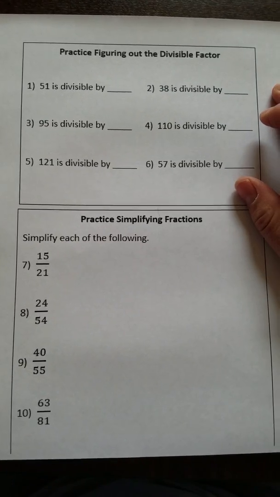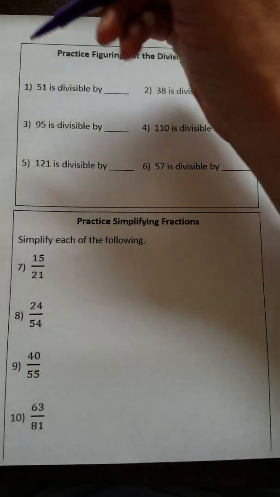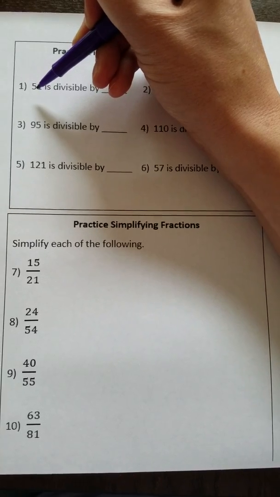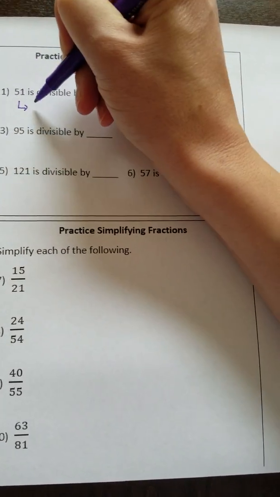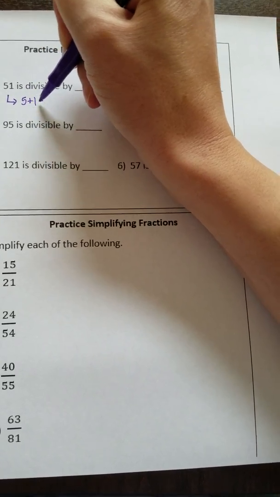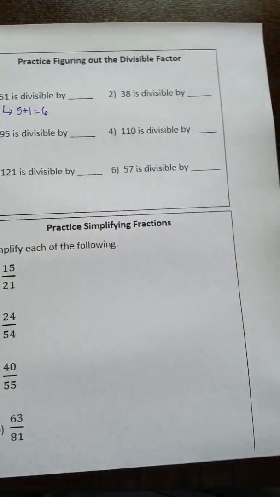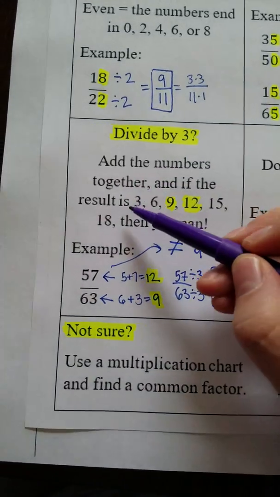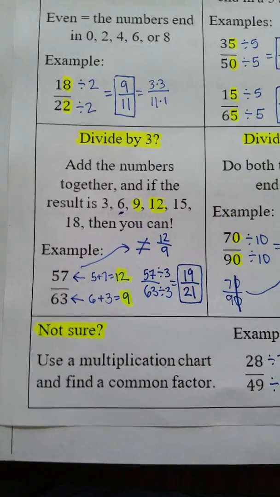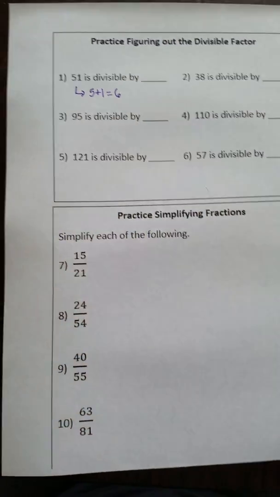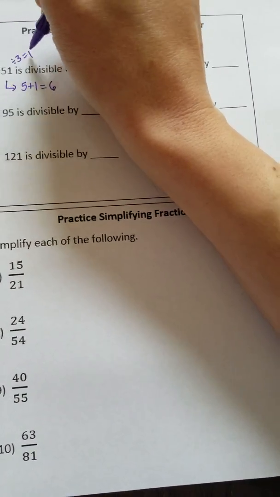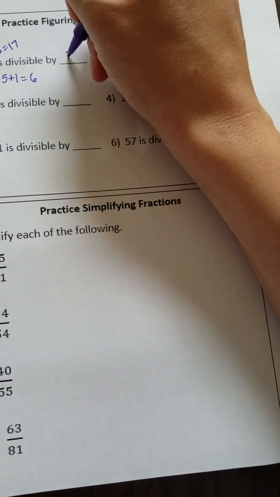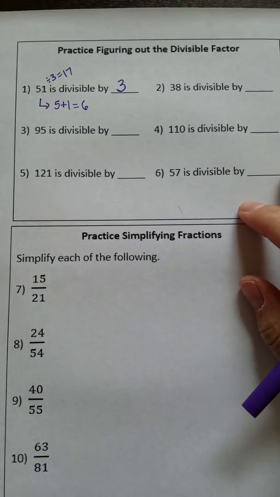Number 1, 51. So you should be looking at, it doesn't end in a 2, it doesn't end in a 5 or a 0. So you're checking to see if it's divisible by 3. So you're going to do 5 plus 1. That'll equal 6. And on our sheet from earlier, if you look at divide by 3, 6 is one of the numbers that means you can divide by 3. So 51, if you divide by 3, it equals 17. So therefore the answer, it is divisible by 3.